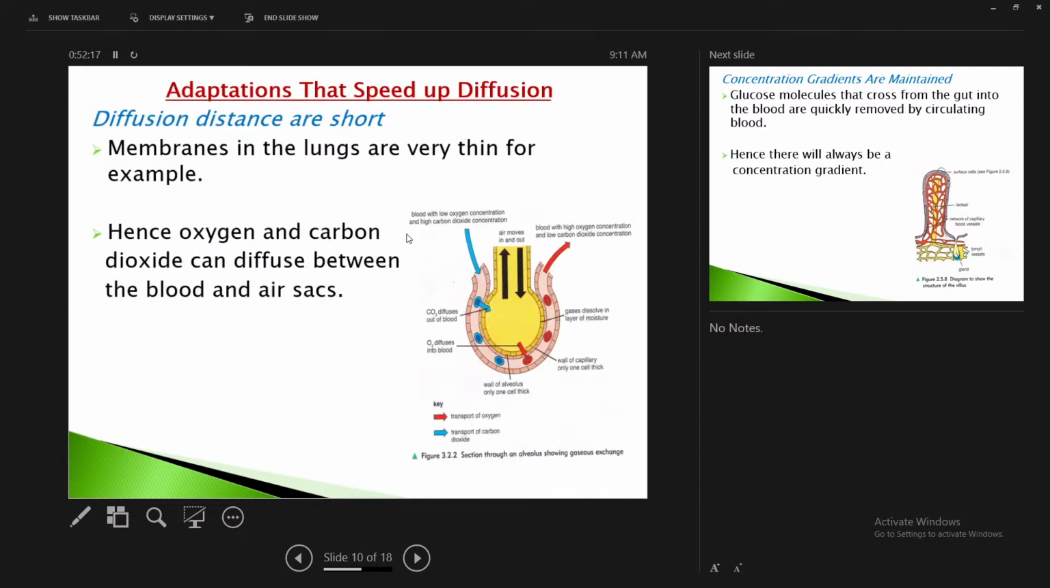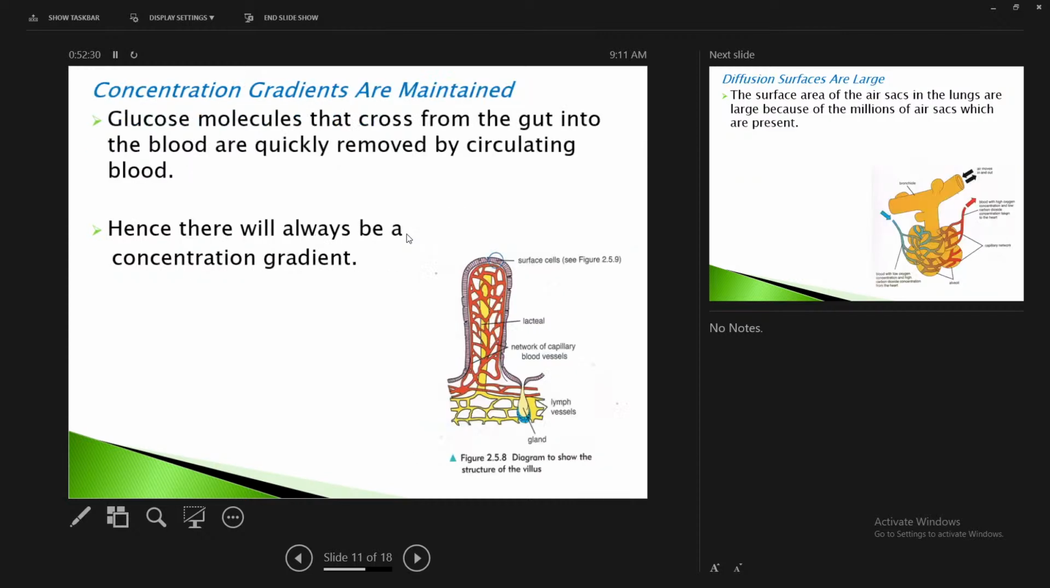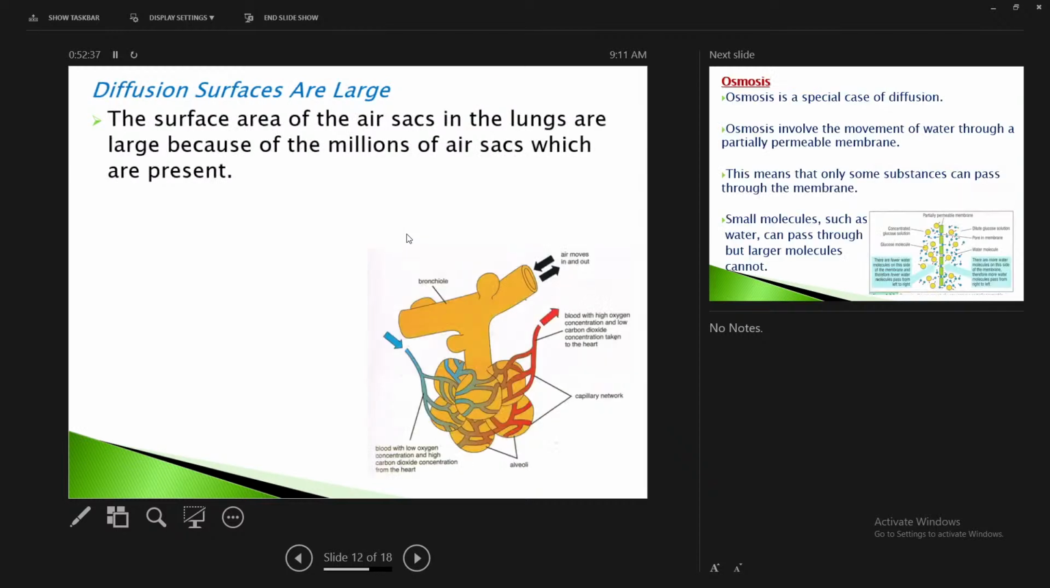So again, in terms of adaptations, these are some features that normally speed up the rate of diffusion and ensure that diffusion is taking place efficiently. So one, the distance is short, and two, concentration gradients are maintained.